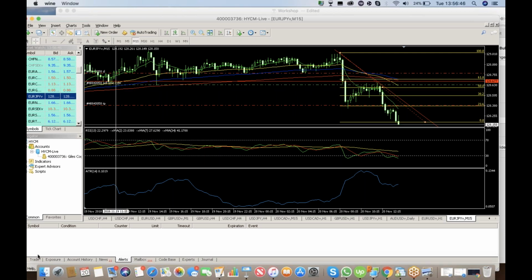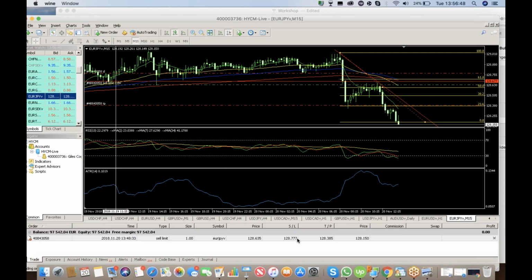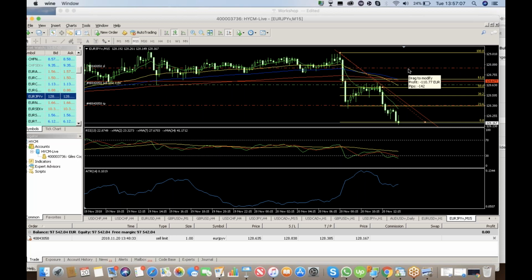And look, the stop that we've got is 128.77, and we've got a price of 128.63. So we've got a tighter stop even than that. It is a very tight stop, and if we wanted to, we could just raise that up. Look, make it 20 points. Okay, there, that's perfectly acceptable.